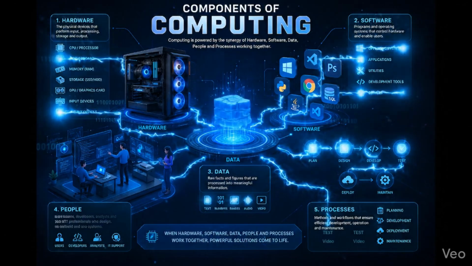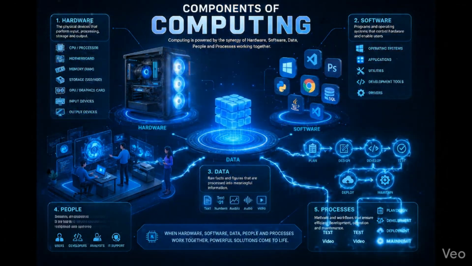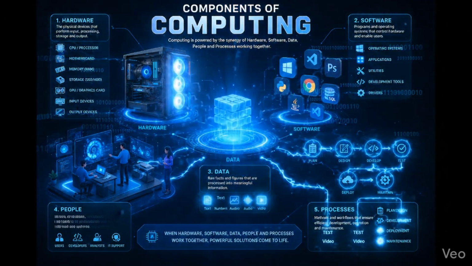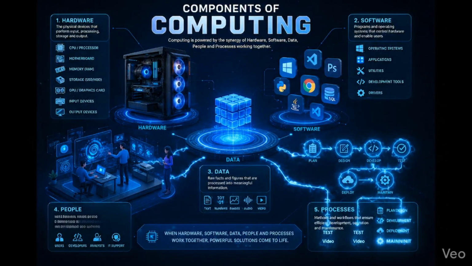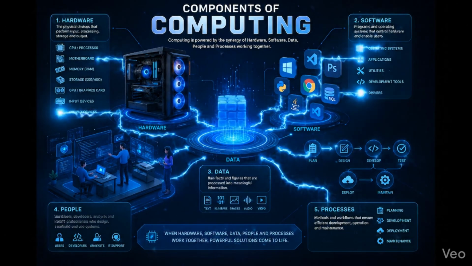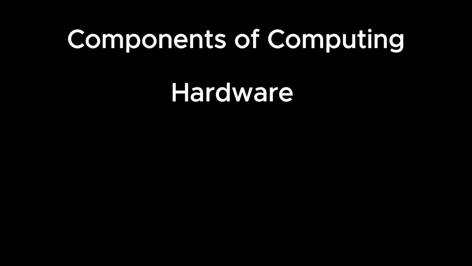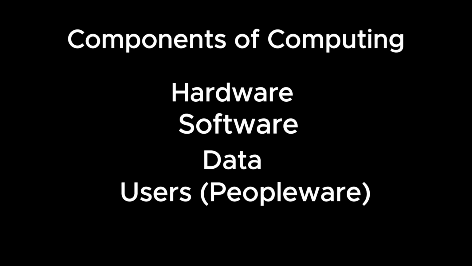Components of computing. Computing systems are made up of several important components that work together to process data, solve problems, and produce useful information. Without these components, a computer system cannot function effectively. The major components of computing include: 1. Hardware, 2. Software, 3. Data, 4. Users, peopleware, 5. Procedures. These components interact with one another to ensure smooth operation of computer systems.